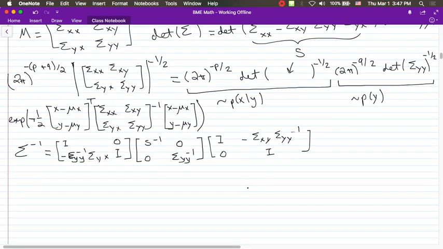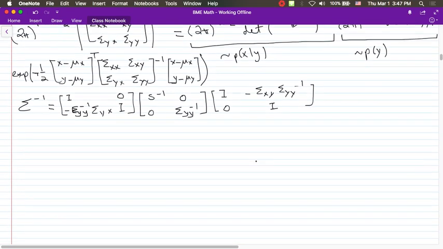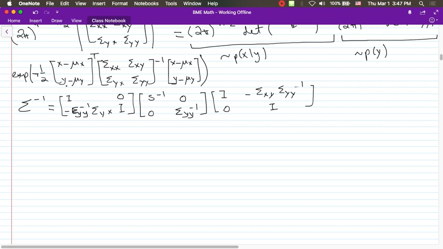Okay, so next step is I'm going to have to multiply this vector transpose times this inverse times that vector. So I'm going to get a scalar. But in order to do that, I'm just going to have to do a little bit of algebra to work through it. Let's work through it.